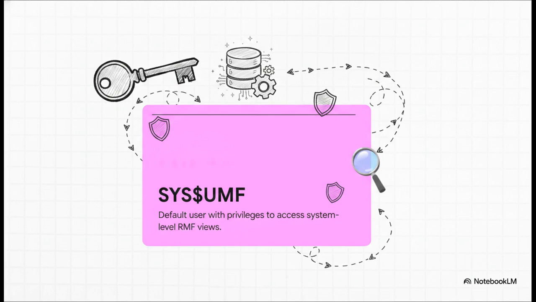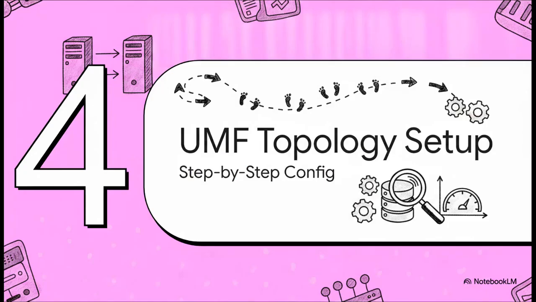A real game changer. To make this happen, you've got to understand the underlying framework, and specifically, the hero of our setup, the SYS$UMF user. This is the default database user possessing all the privileges needed to access System-Level Remote Management Framework, or RMF, views and tables. Keep this user in mind because absolutely all AWR-related operations within the RMF can only be performed by SYS$UMF. It's literally the key that unlocks our performance data. All right, we know the architecture. Let's roll up our sleeves for Section 4, configuring the UMF topology. We'll walk through the step-by-step setup so you can actually implement this.